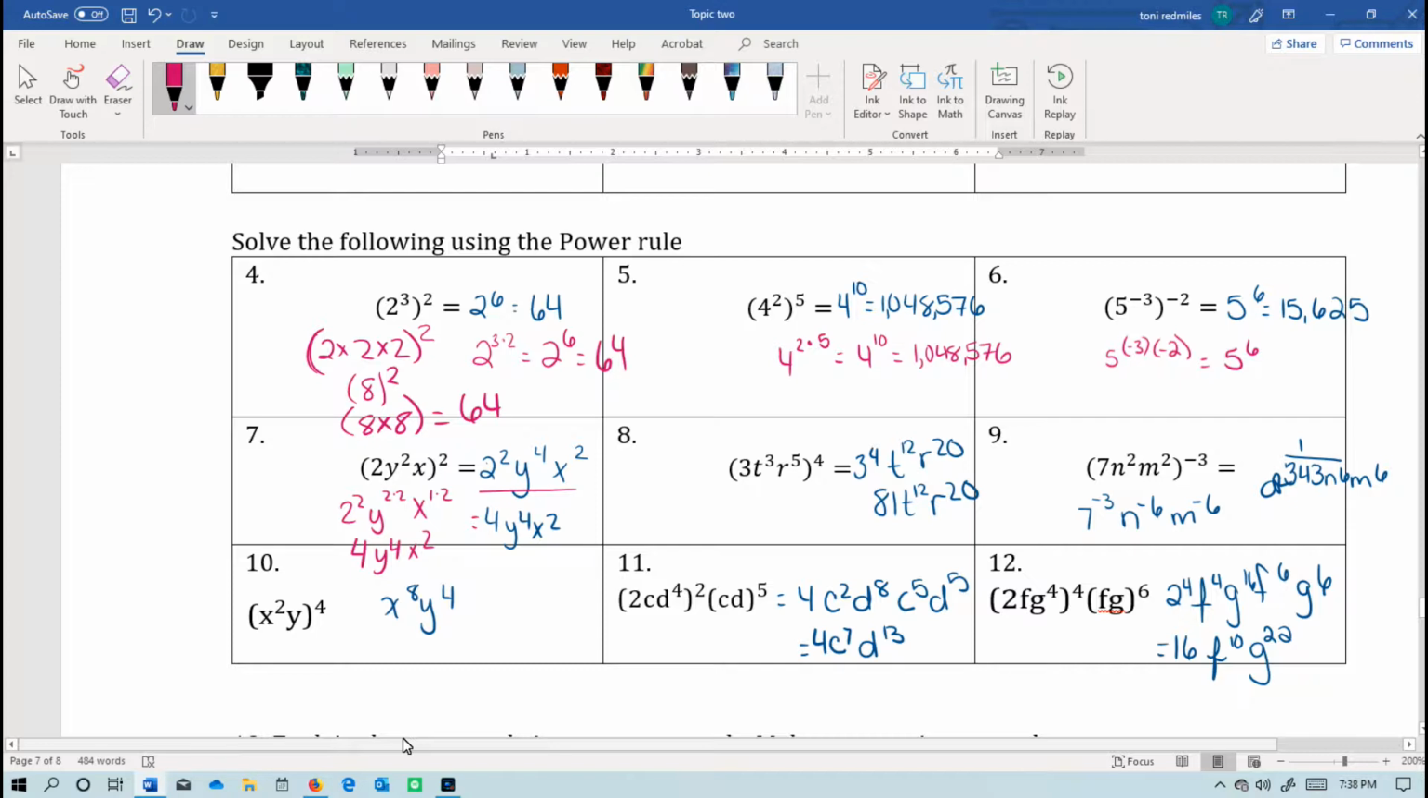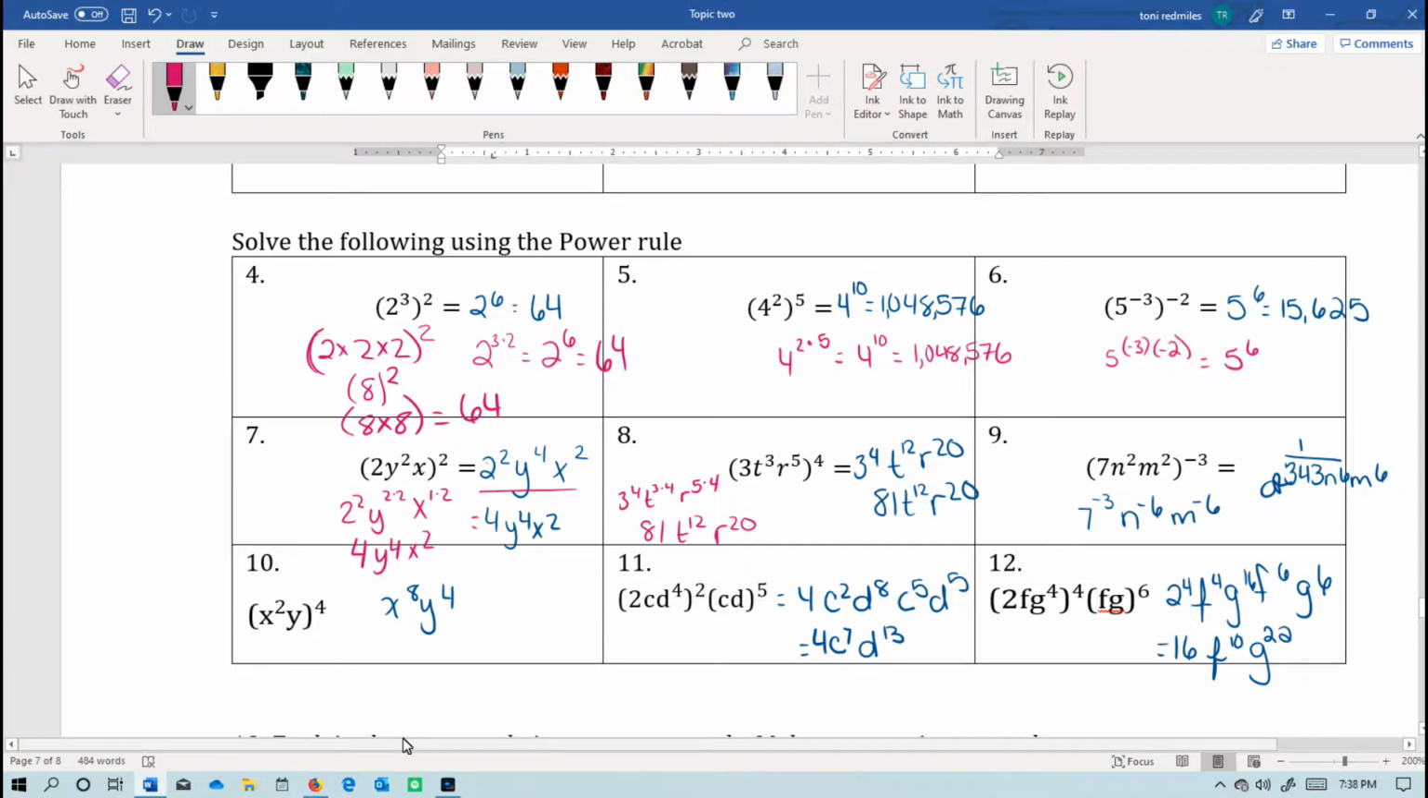Everything gets the 4 on the inside. So if I do that, I get this. So 3 to the 4th is 81. T, 3 times 4 is 12. And R, 5 times 4 is 20.